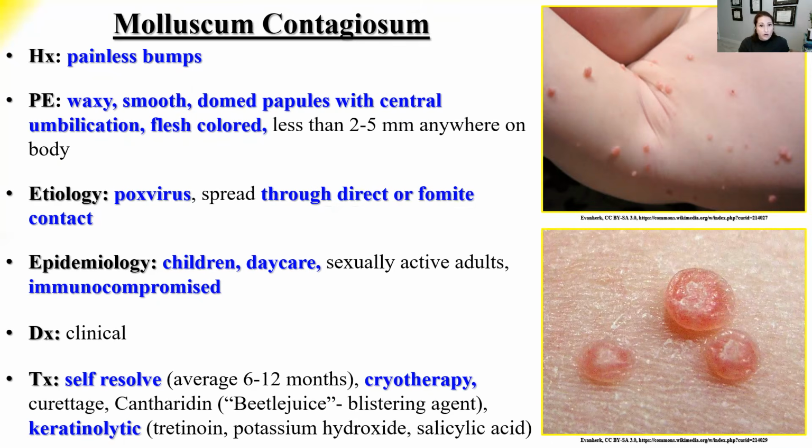We can use cryotherapy, freeze them, curettage, cut them out. Cantharidin is also called beetle juice. This is a blistering agent that helps them to kind of dry up and fall off. Keratinolytics help to get rid of the top layers of skin. So this can be things like salicylic acid, anything really in that group to help kind of shed that top layer of skin and get rid of them.